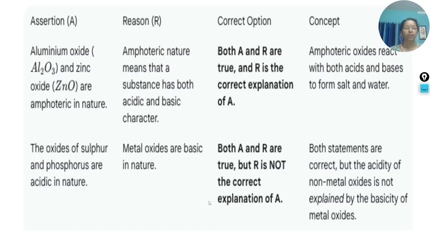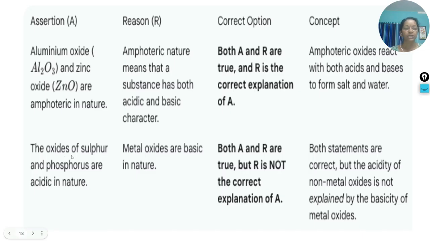Next is aluminum oxide and zinc oxide are amphoteric in nature. Yes, correct only. We learned amphoteric nature means that a substance has both acidic and basic character. So option A, both A and R are true, and R is the correct explanation of A.